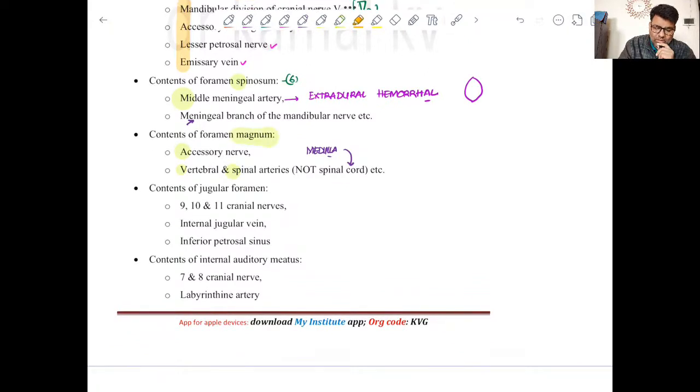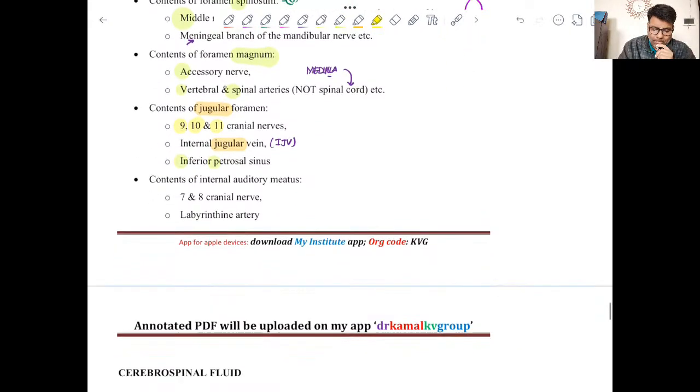Then jugular foramen, again you can remember internal jugular vein, so this way you can remember IJV. Then inferior petrosal sinus and 3 cranial nerves, 9th, 10th, 11th. So this is from jugular foramen.